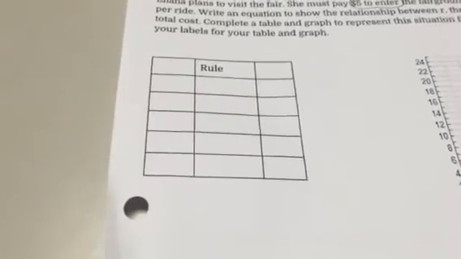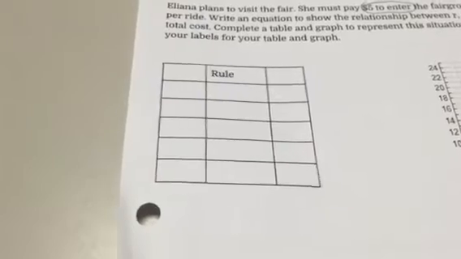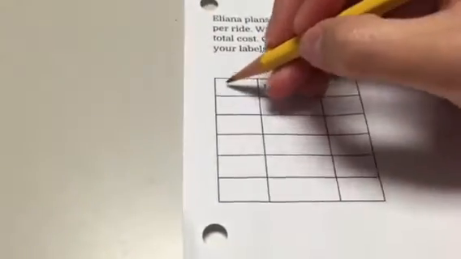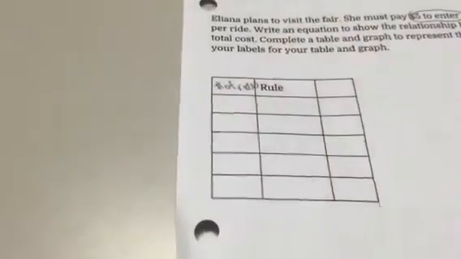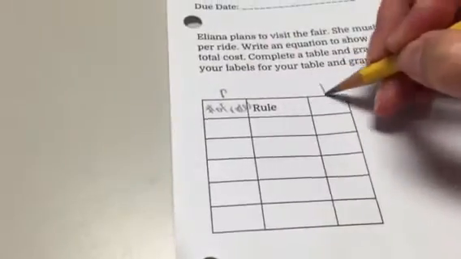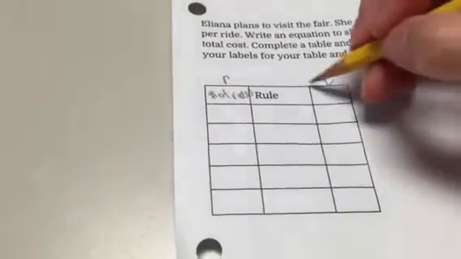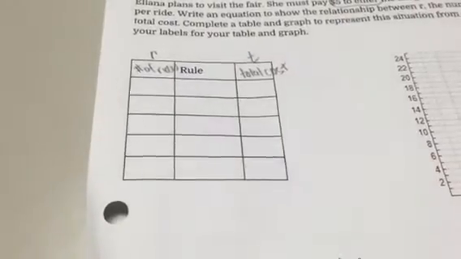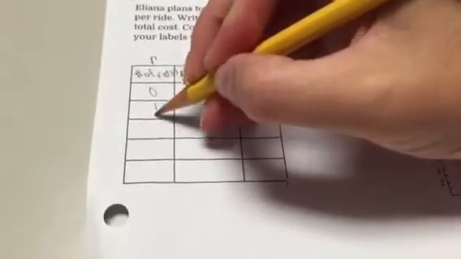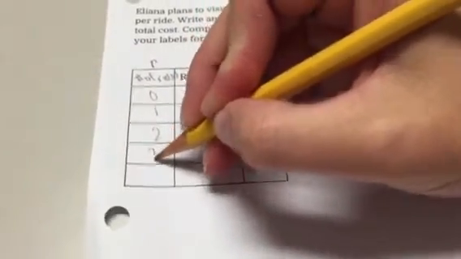So, I know that this is going to be number of rides, and they said for that to be R. And then T is our total cost. Remember, when you see that word total, that's usually our Y. Okay, in this case, our T. So they want us to go from 0 to 5 rides.